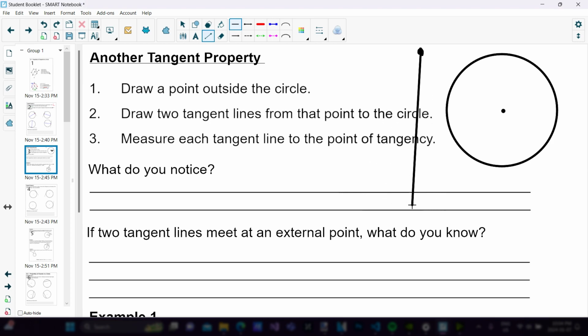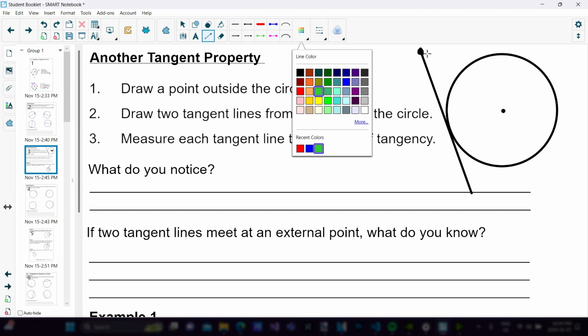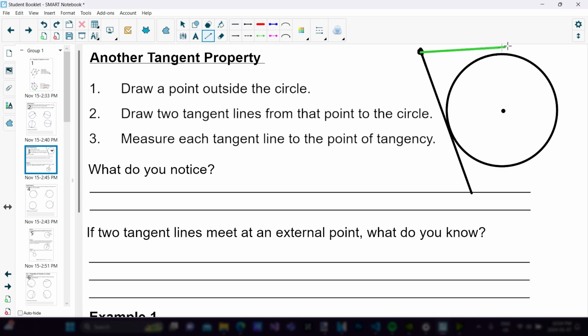So as soon as the line touches the circle at one point, boom. That's a tangent line. But I need a second tangent line. All right. So I'm going to start at that point, and I take my line, and as soon as it touches the circle, boom. There is a tangent line. So for good measure, I can say the point of tangency is right there, and the point of tangency is right there for both of those lines.